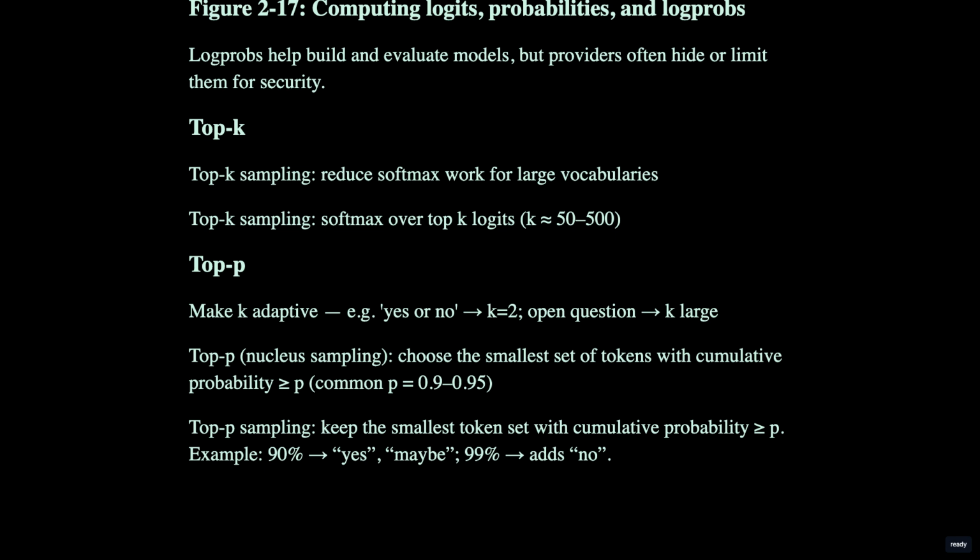Top-P, or nucleus sampling, sorts tokens by probability and includes the smallest prefix whose cumulative probability meets the threshold P. Using the probabilities in Figure 218, a 90% threshold includes only yes and maybe, while raising the threshold to 99% also lets no into the candidate set.